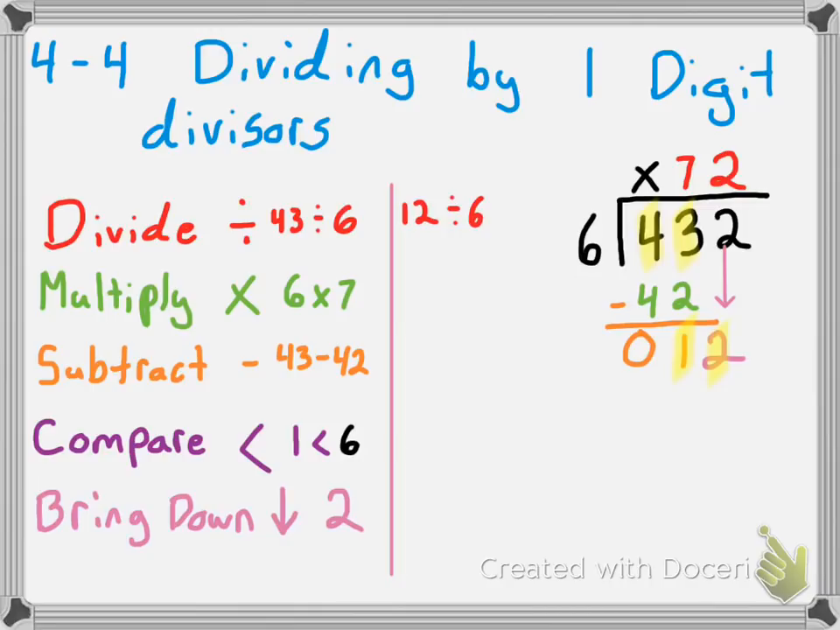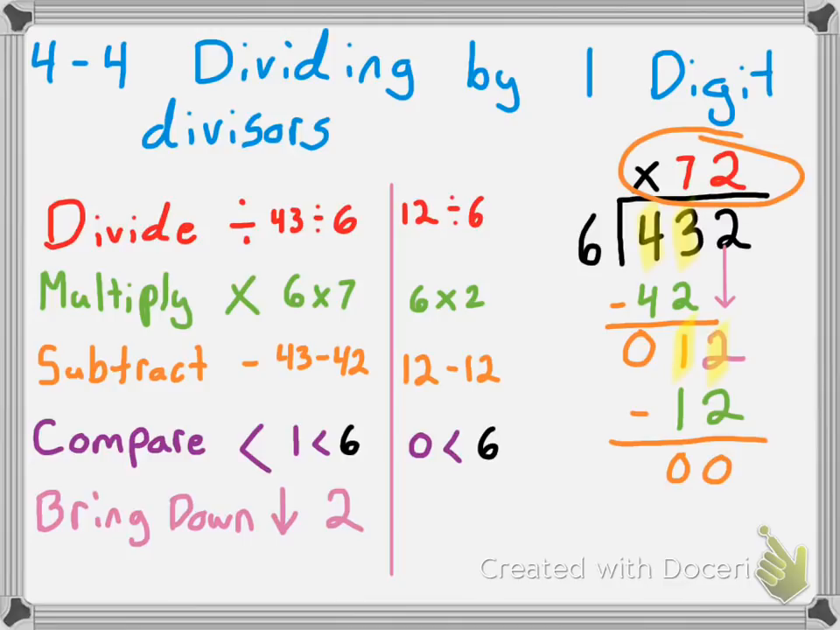And now I'm going to move to step 2, which is multiply: 6 times 2, and 6 times 2 is 12. Step 3 is to subtract. I have 12 minus 12. Do my subtraction problem, which is 0, and because 0 is less than 6, there's nothing to bring down. My answer is 72. 432 divided by 6 equals 72.